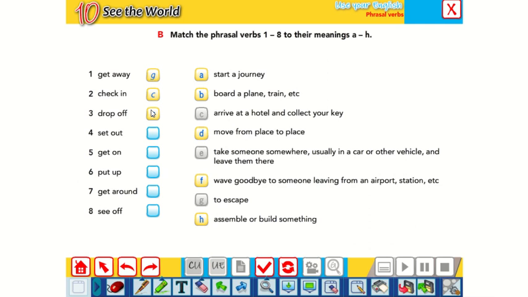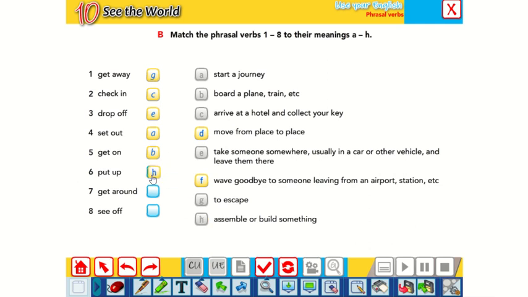Sit out. What's the meaning of sit out? Yes, correct. It's A. Start a journey, to begin a journey. 5, get on. Yes, correct. It's B. Board a plane, train, etc. To get on a plane, train, or etc. Put up. Yes, correct. It's H. Assemble or build something. To collect or build something.